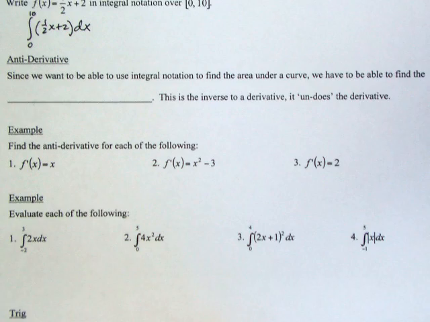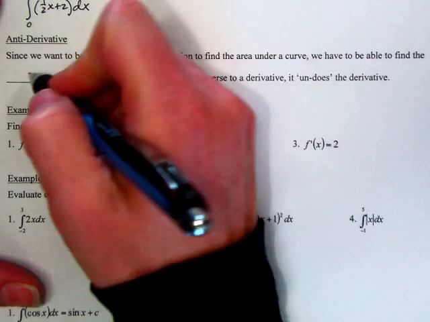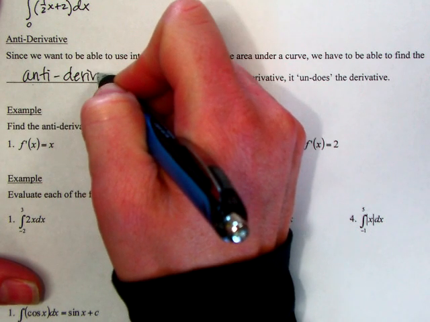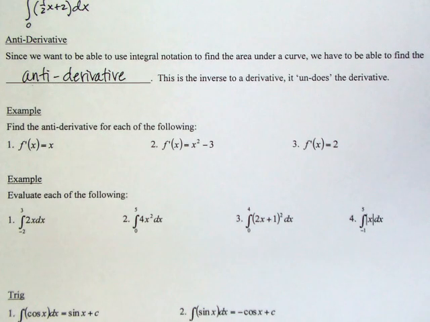Antiderivative is a word that we use when we're talking about integrals. And since we want to be able to use integral notation to find the area under a curve, we have to be able to find the antiderivative. Kind of like the not derivative. What you guys actually did on an extra credit sheet, just trying to reverse derivatives. And so this is the inverse of a derivative.